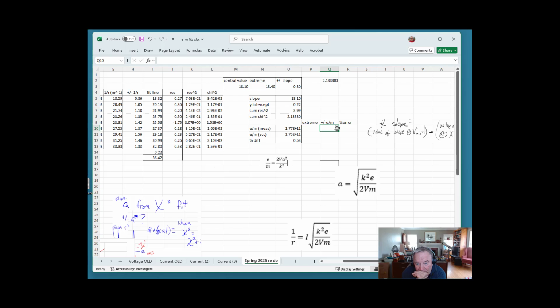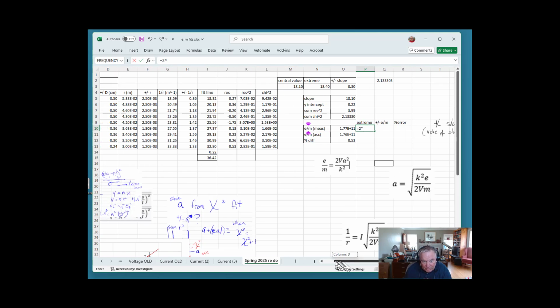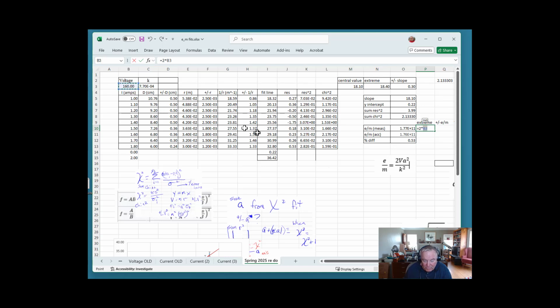And so we need the extreme value. So this is, we use this again. So equals 2 times whatever the constant voltage is, 160. And then times now we want to use the extreme slope. Yep. And that would be squared, yep. And then we have to divide it by the k squared. Okay.